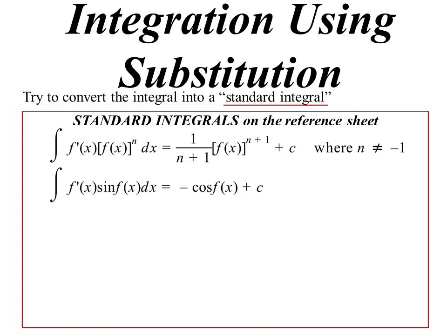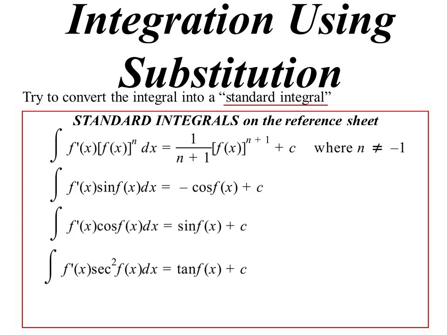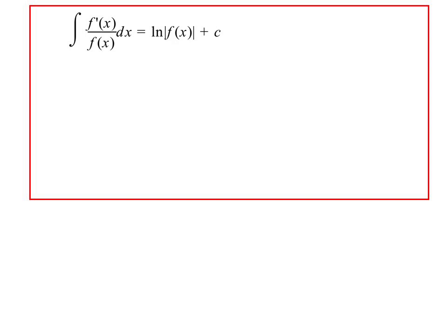Then they have our trig ones. We know sine goes to minus cos, cos goes to sine, sec squared goes to tan. The exponential one, remember we want the derivative out the front, that's how we'd like to see it. Then there is that derivative on function 1 which goes to log of the absolute value. Remember the absolute value? The only time you wouldn't put absolute value in is if you are 100% certain that function can't be negative. Otherwise you need the absolute value signs there.